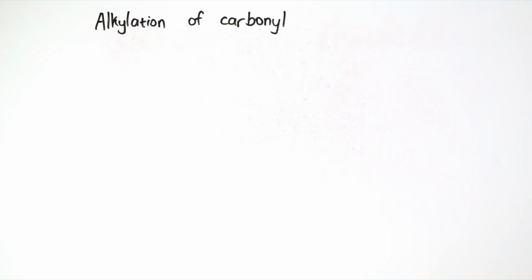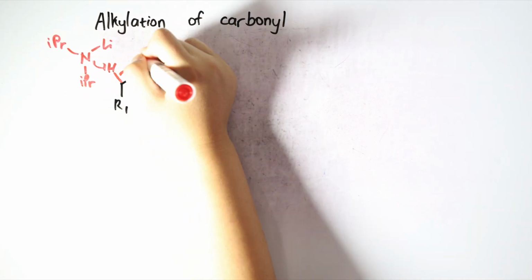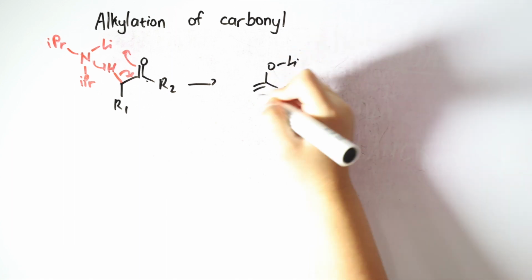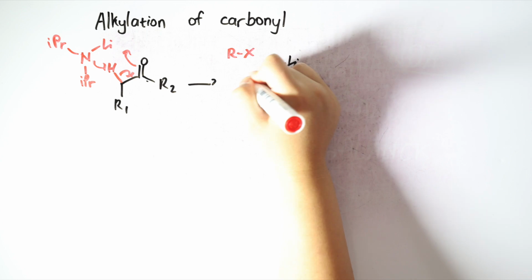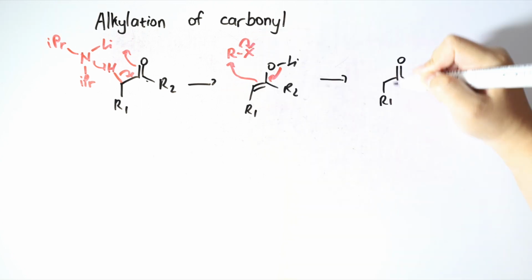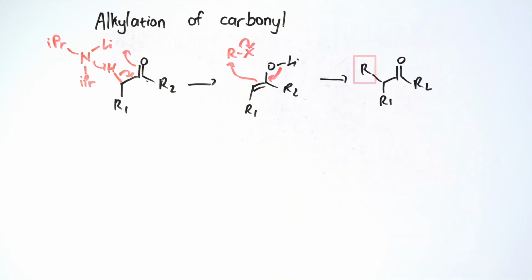The typical alkylations of carbonyl compounds are as follows. First, the formation of lithium enolates of an ester by using lithium diisopropylamide. Then the alkylation of the enolates. This reaction introduces new groups into the alpha position of carbonyl compounds.